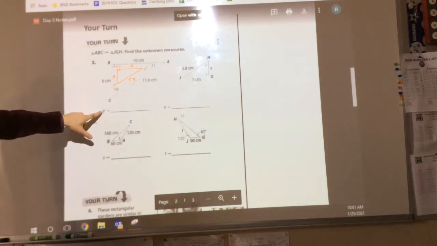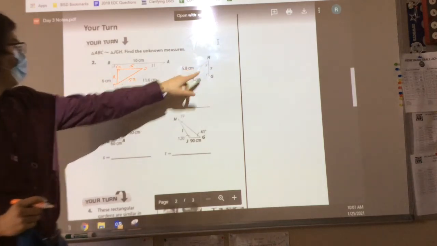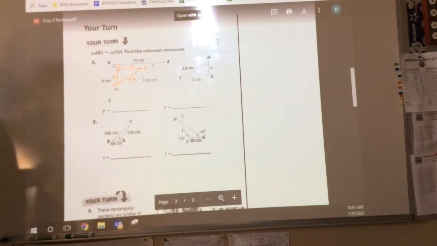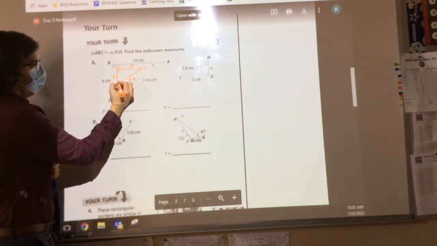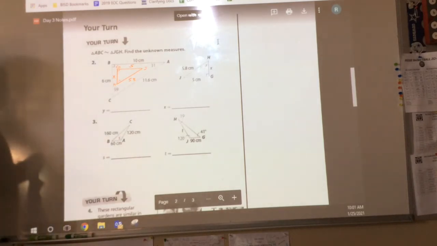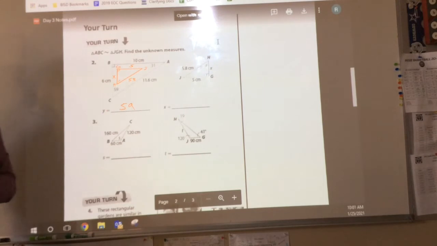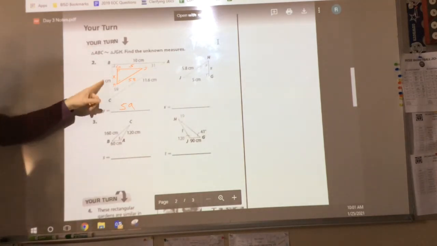So Y is an angle. Can anybody tell me what angle Y is going to equal? This would be where angle Y is at, right here. 59, do we agree? Because we know that with similar figures, their angles are always what? The same.